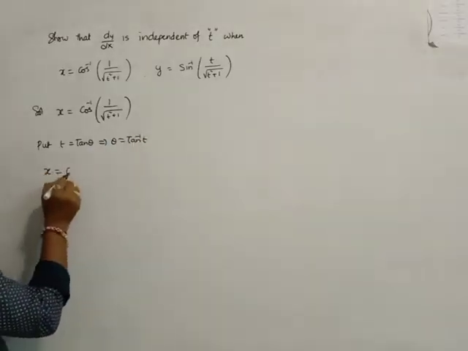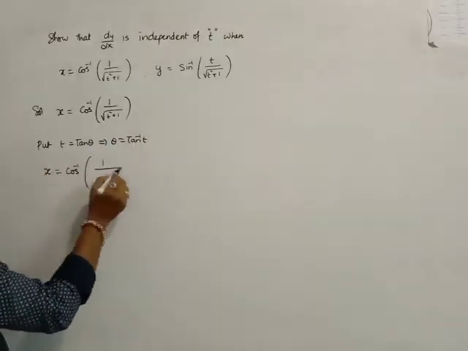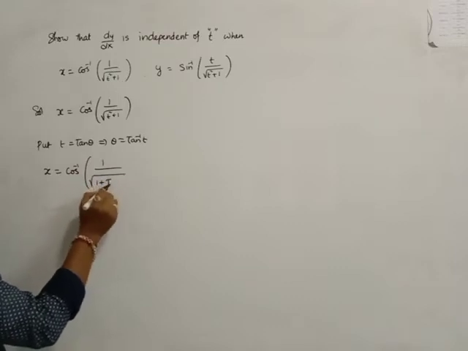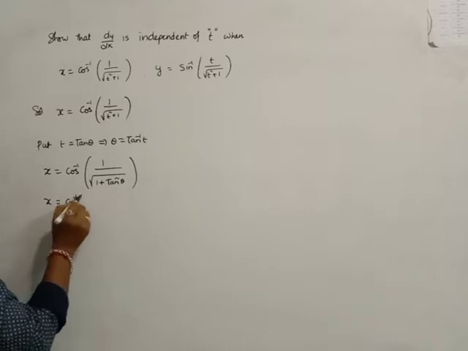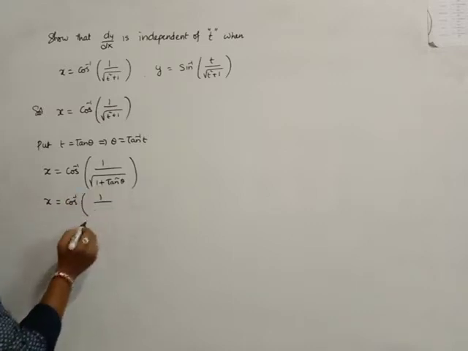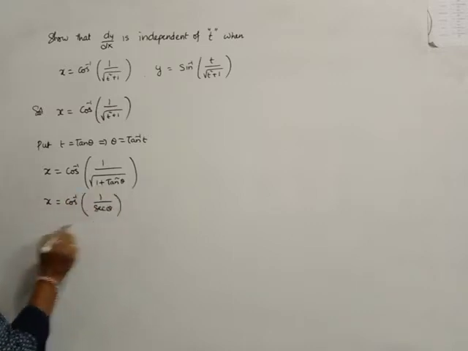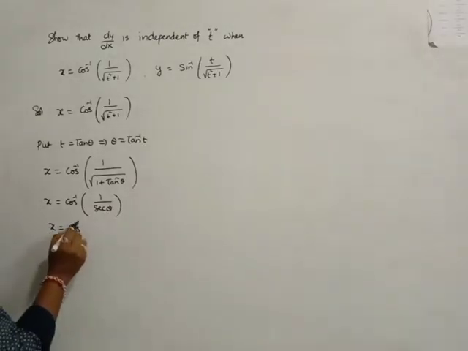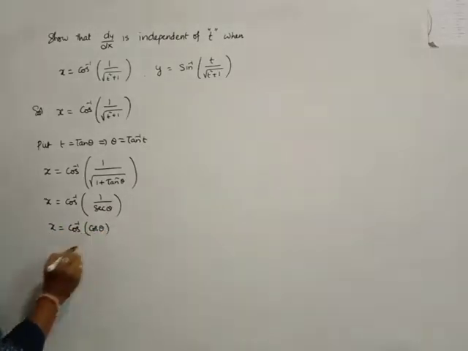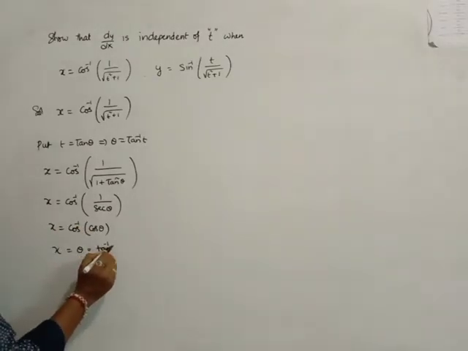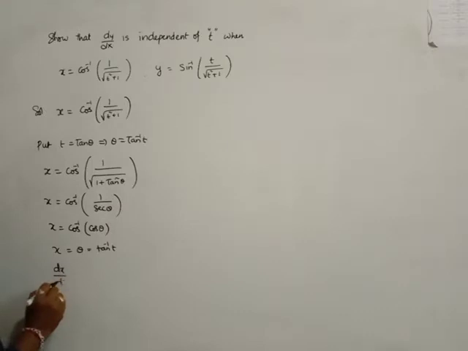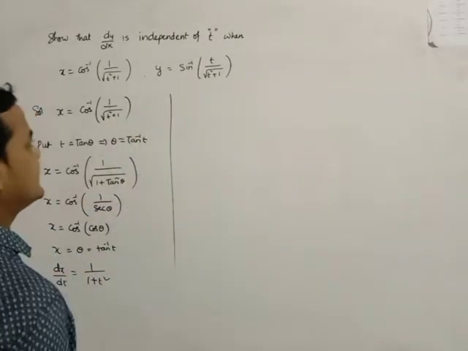So x is equal to cos inverse of 1 by root over 1 plus tan square theta. Root over 1 plus tan square theta is sec theta. So x is equal to cos inverse of cos theta. So x is equal to theta. Theta means tan inverse of t. So dx by dt is equal to 1 by 1 plus t square. This is the first part. Go for the second part.